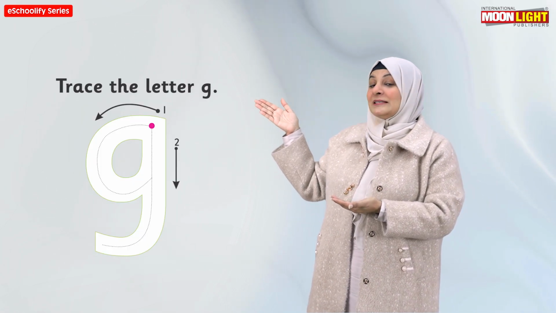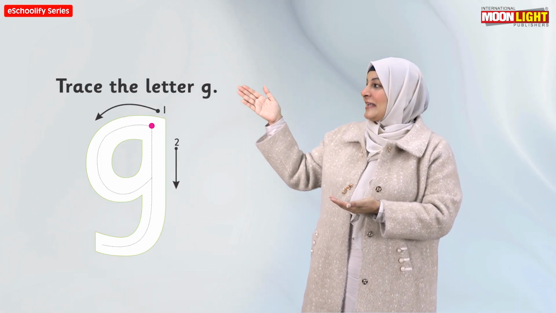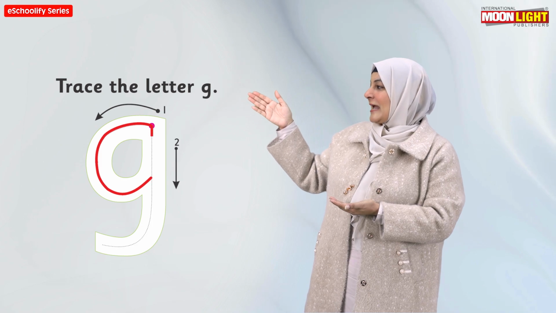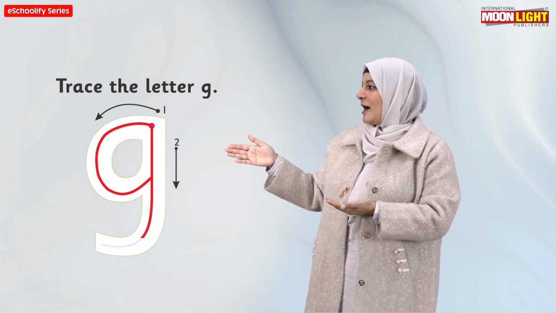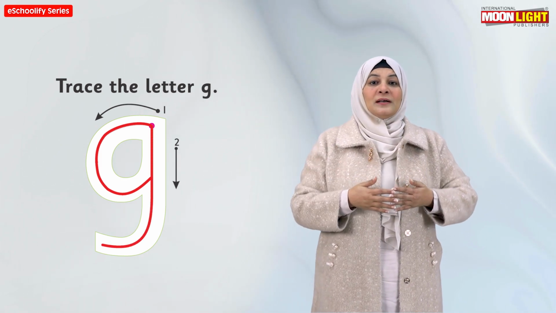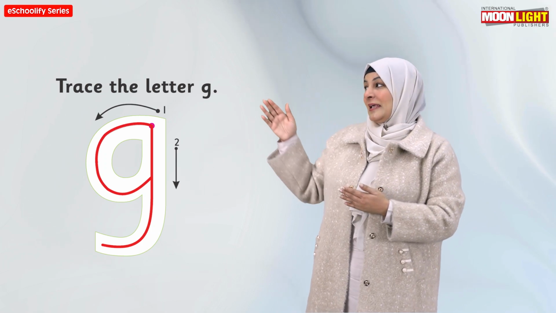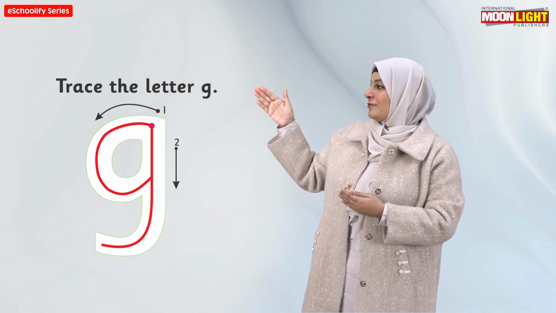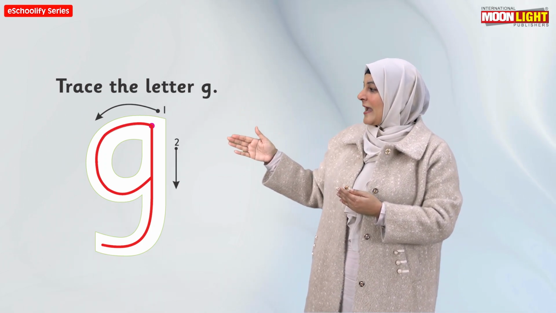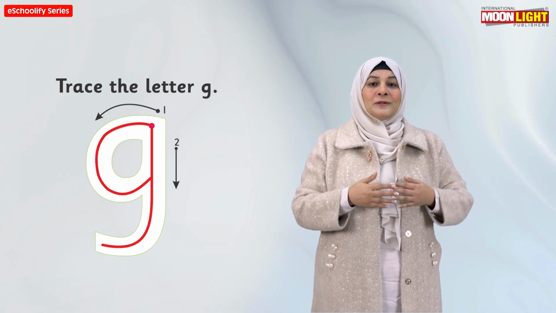Let's start with me. Start from the second line. Make a semicircle, go straight up, come straight down, turn the loop. Start from the dot, make a semicircle, go straight up, come straight down, turn the loop. It will make small g. The letter name is G and the sound of G is G.